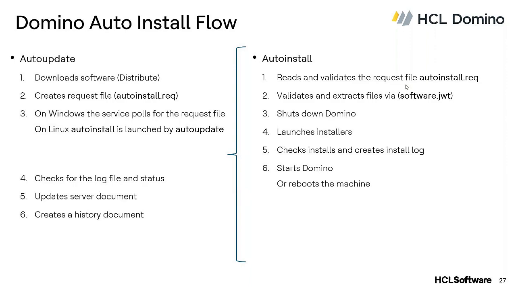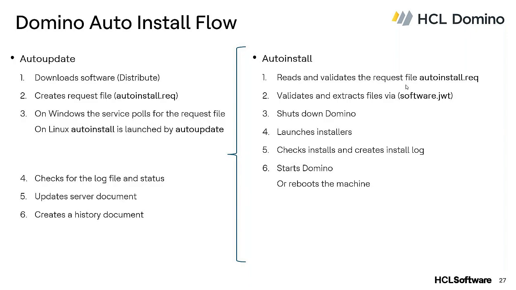So we look over on the right-hand side of the chart here. And first of all, it's going to read and validate the request file. Then it's also going to validate the files that have been distributed. So what it does there is it will find the file in software.jwt. It will recalculate the checksum of the file, and it will make sure that it matches with the hash and the size that's in software.jwt.